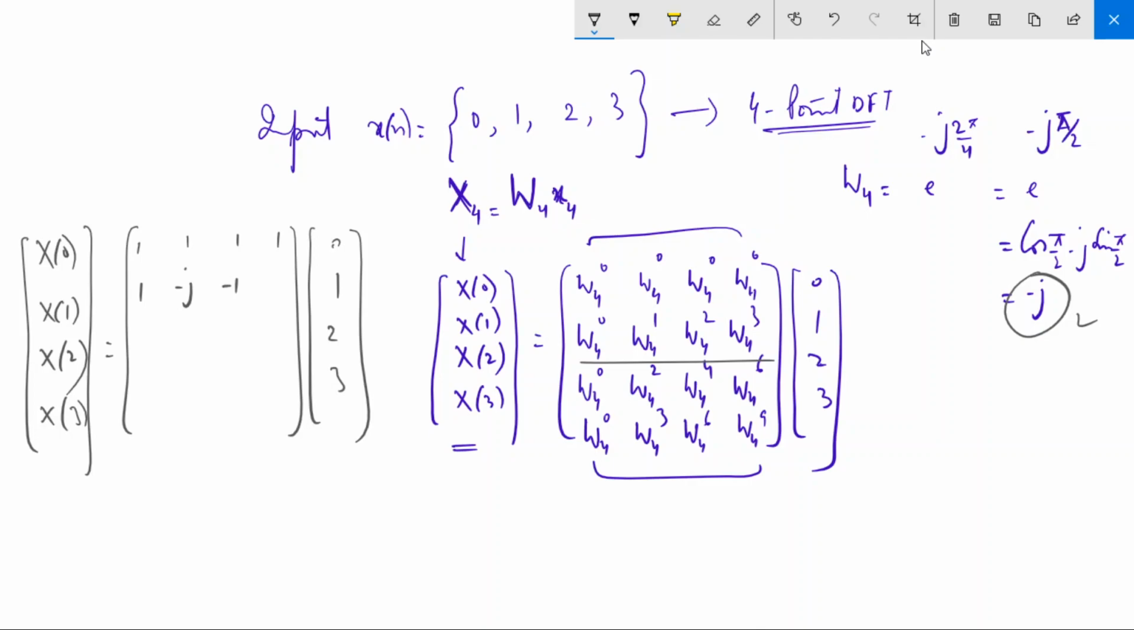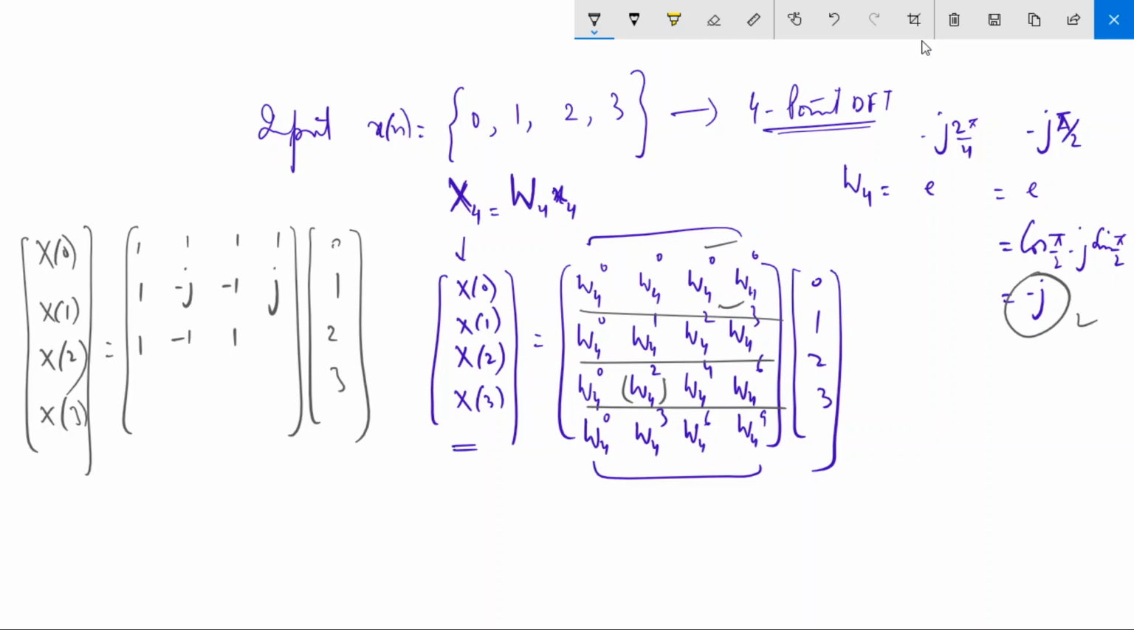Then W4 to the power 3, you can take it as W4 square into W4. So W4 square is minus 1 into W4 minus j. So minus 1 into minus j, it is plus j. Okay, then it is again 1. Next rows, this we have done, this we have done. This is W4 square, again it is minus 1. W4 to the power 4, it is W4 square whole square, it will become plus 1.